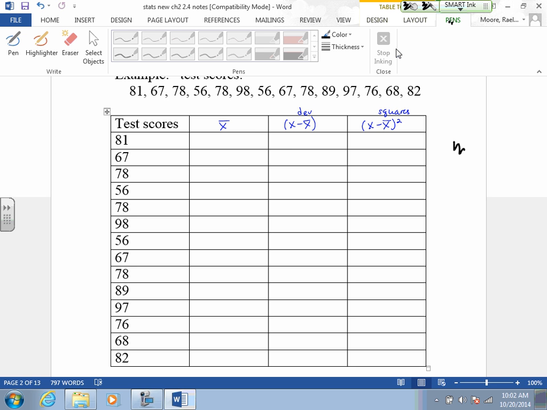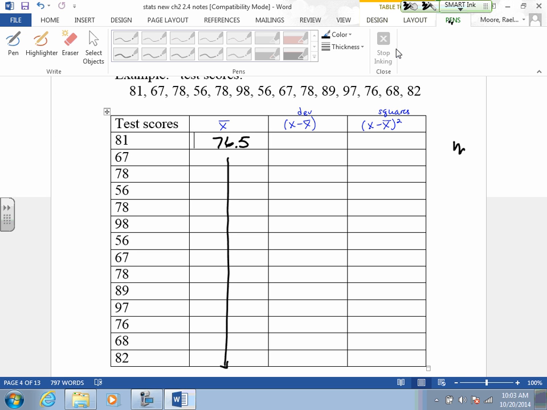So the mean of this whole data set is 76.5. So one mean through the whole data set. We added them up, we divided by 14. Remember, your mean is 1 decimal place more than your data is. So if our data is in whole numbers, our mean is in tenths.